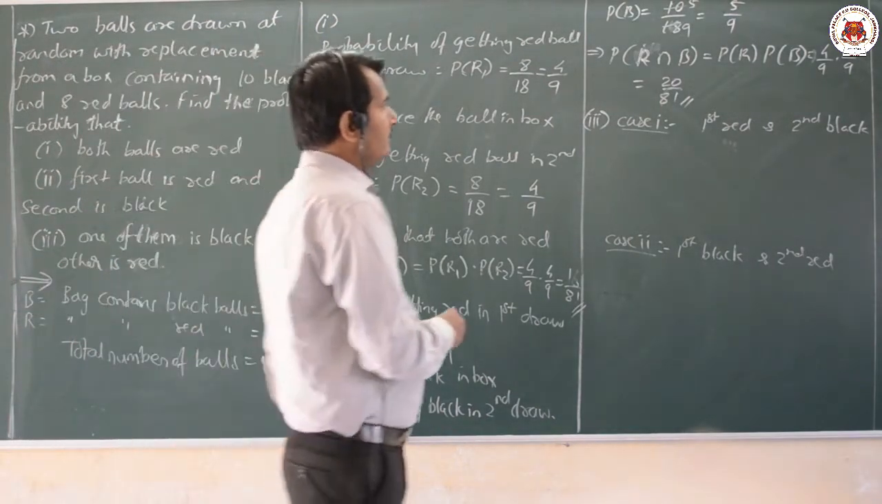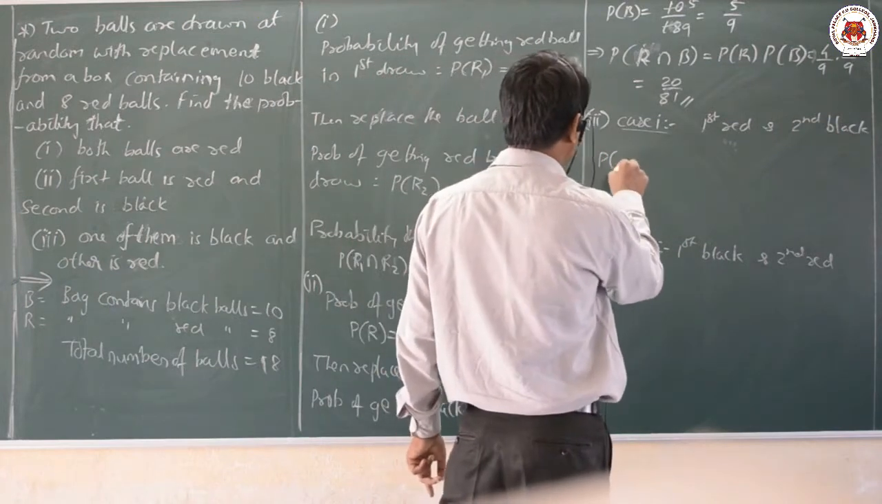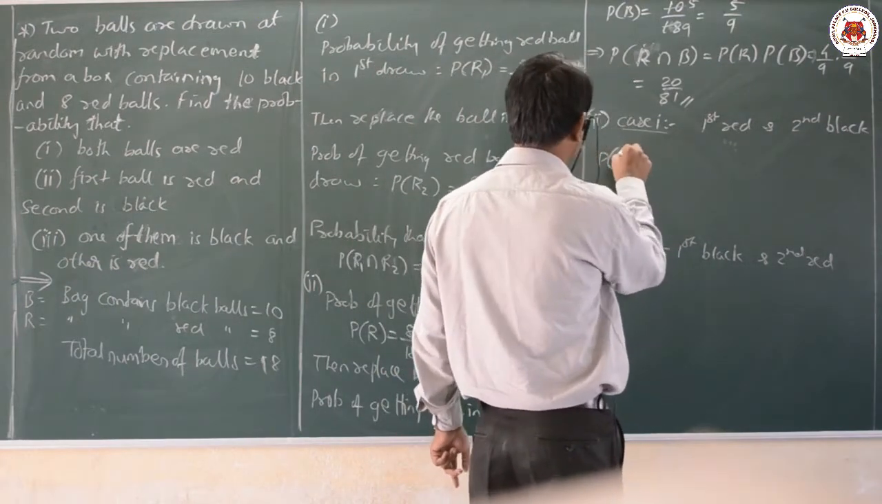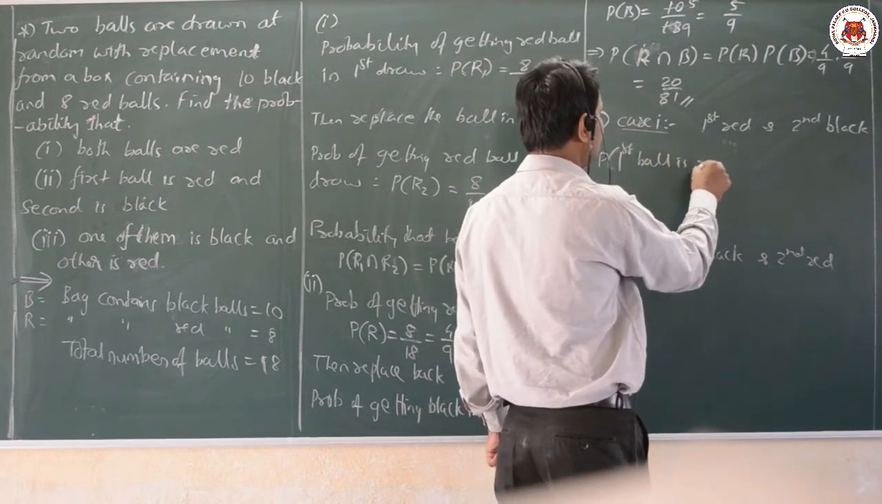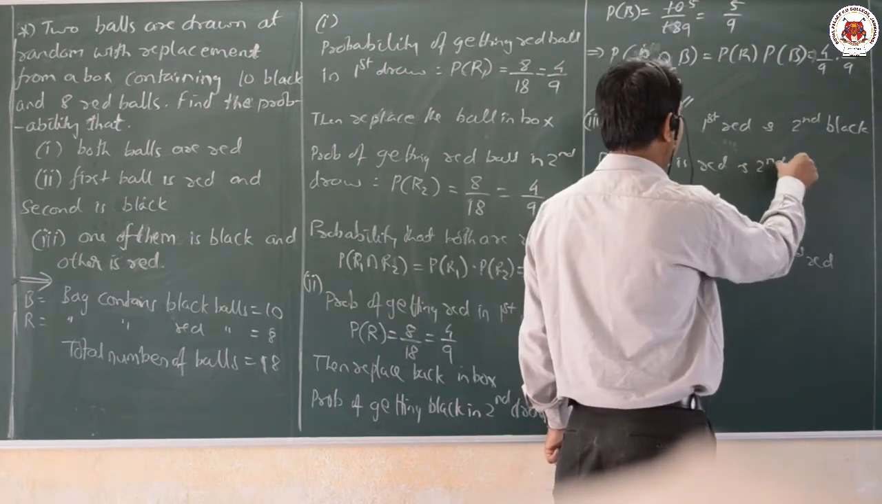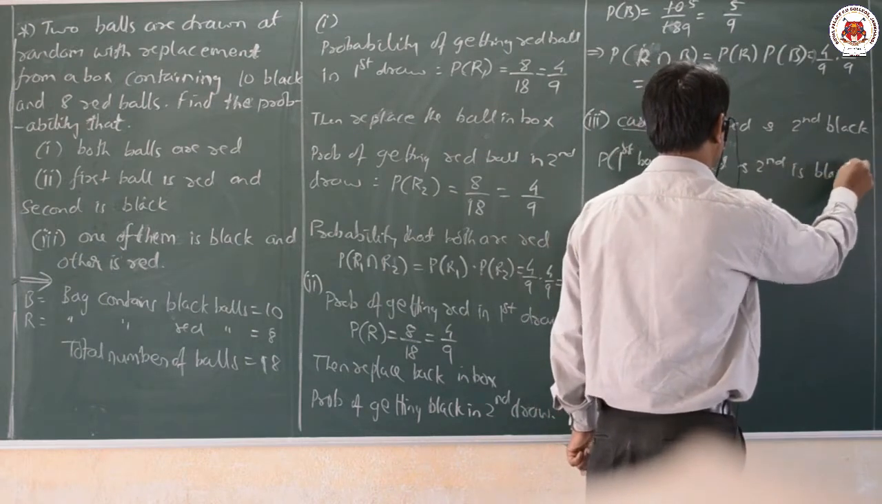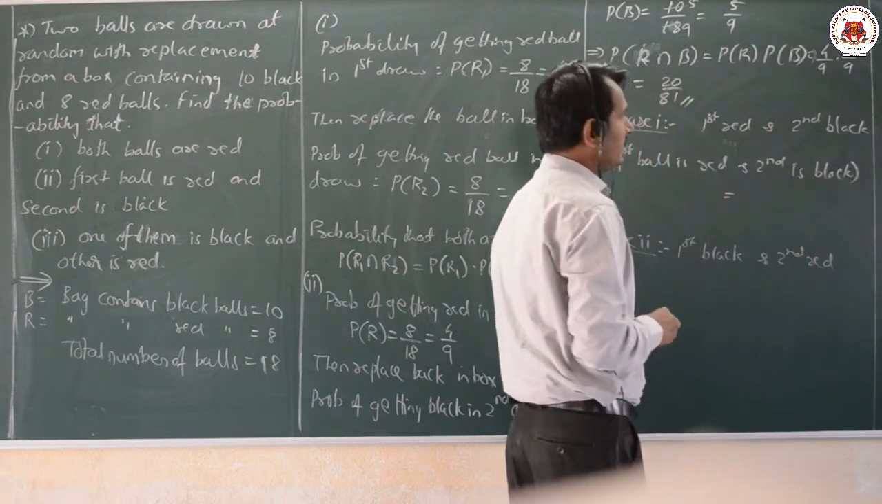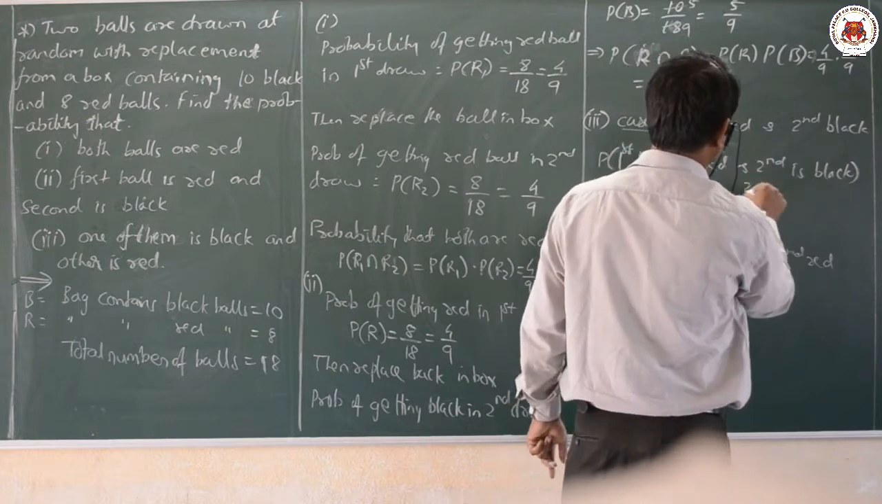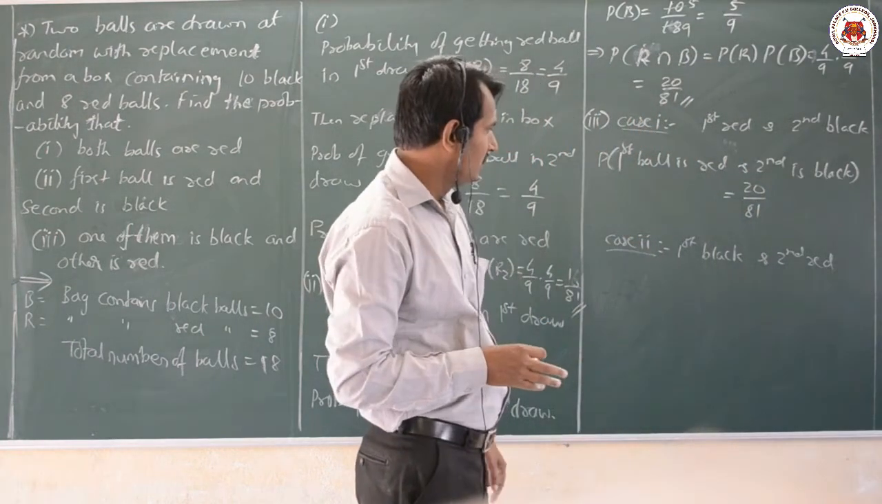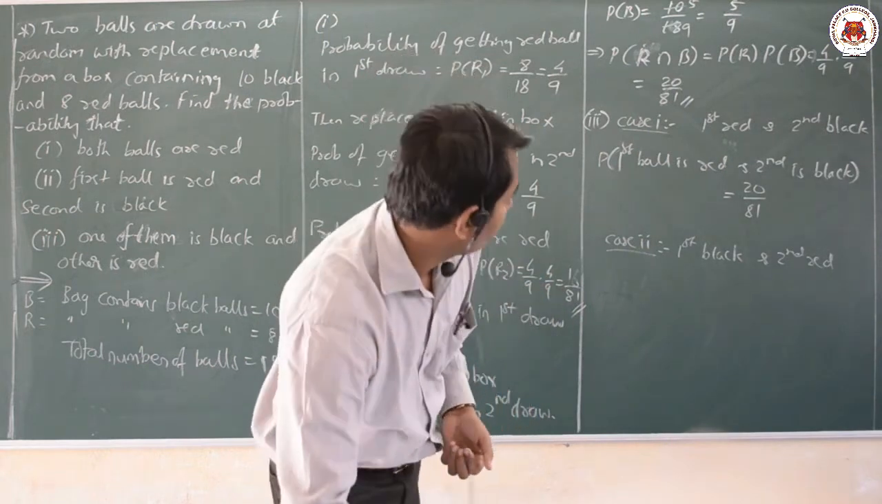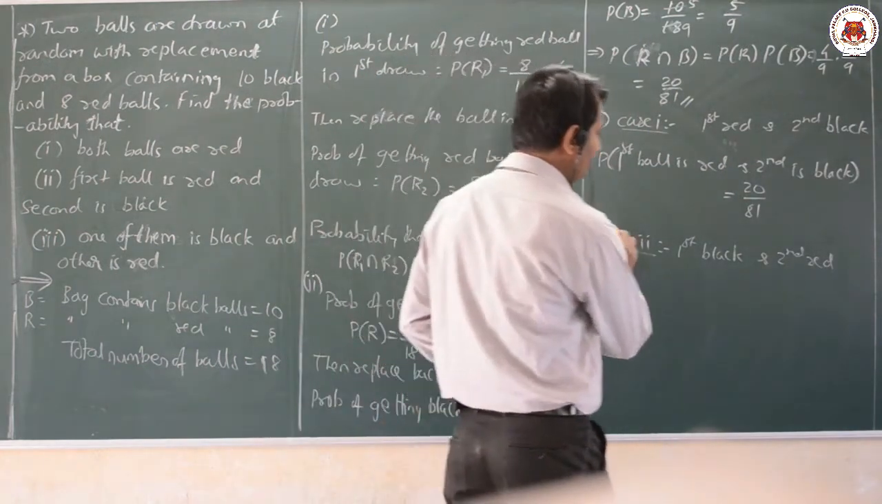Already we had solved. That is nothing but the probability of first ball is red and second is black. And what is the value here? That is nothing but here 20 divided by 81. Already we had solved that value. Now we just require to solve the second part, that is case 2.